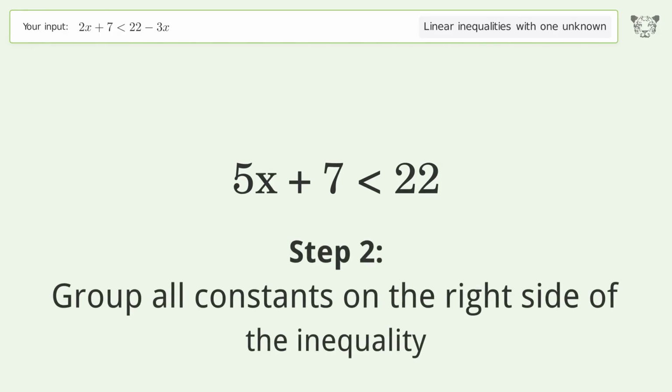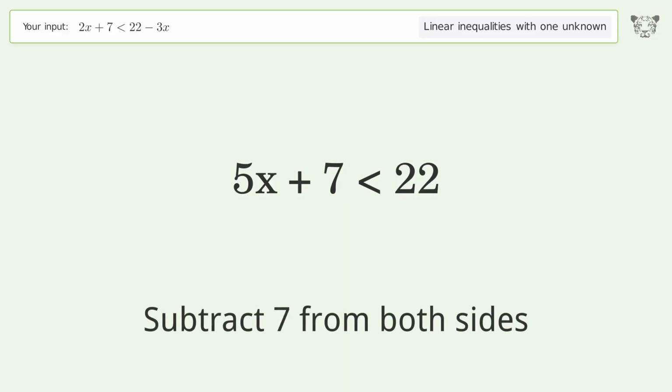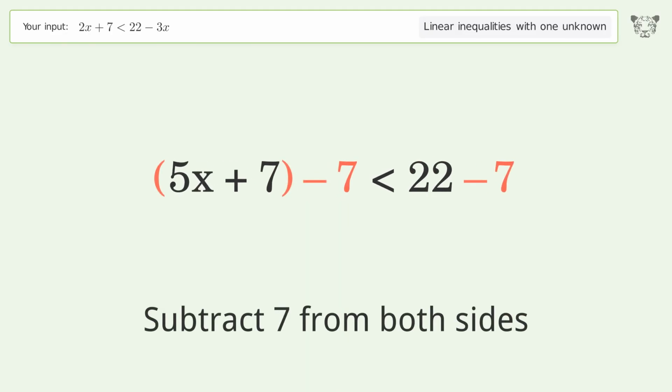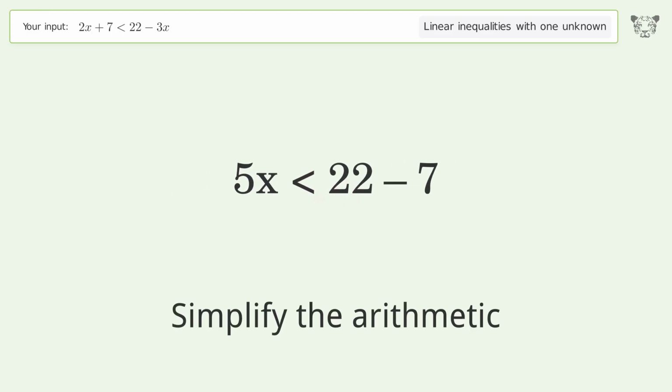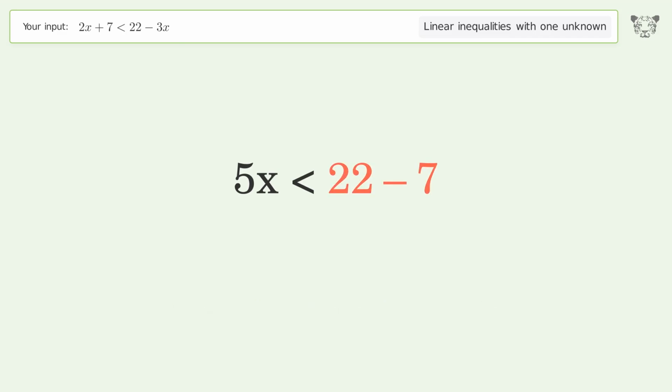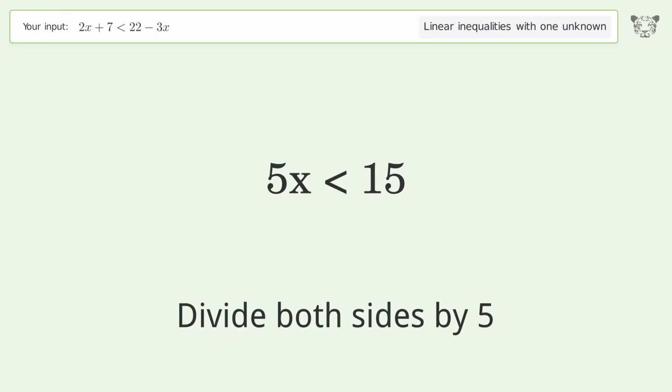Group all constants on the right side of the inequality. Subtract 7 from both sides. Simplify the arithmetic. Isolate the x. Divide both sides by 5.